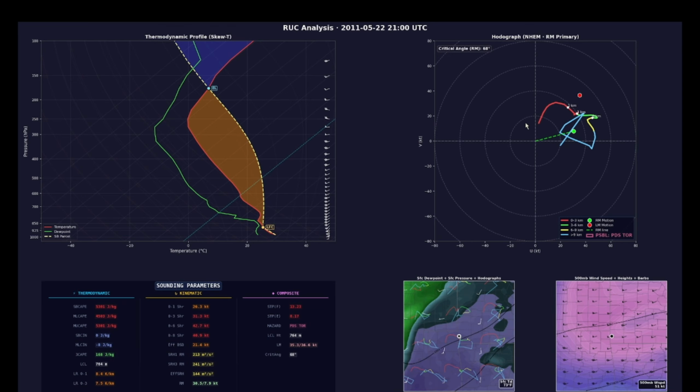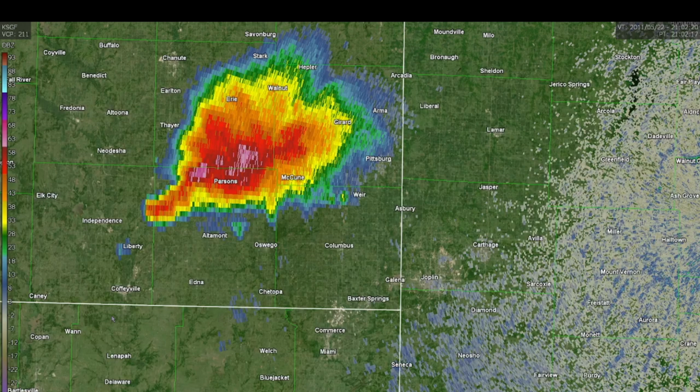There was good wind shear present on this day, which is the change in wind direction with height. You can see how the winds change from west to south as you go towards the surface. That change in wind direction is important for tornadoes. But even though it wasn't as strong on May 22nd, 2011, the extreme instability more than made up for it. This will be incredibly important later on.